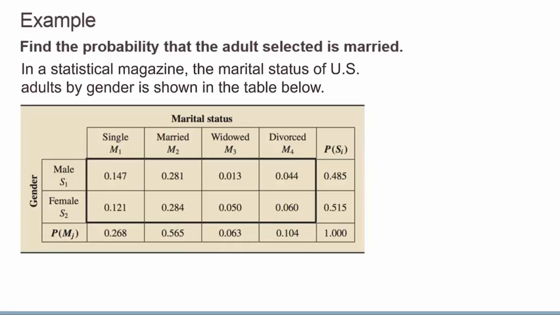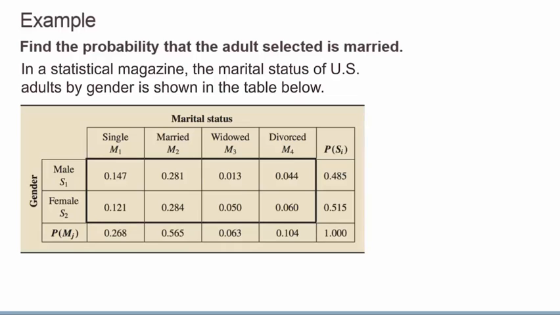The probability that we have a single male is 0.147. A married male is 0.281. A widowed male is 0.013. A divorced male is 0.004, which totals 0.485, which is the probability a male is selected.